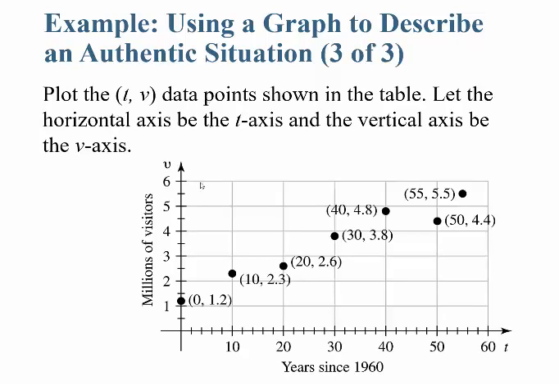What I'm doing here is just plotting the points. I'm using the first quadrant of the Cartesian plane. I'm labeling the horizontal axis as years since 1960, and the vertical axis as millions of visitors. You can see that these marks are 0.5 marks: 0.5, 1, 1.5, 2, 2.5, 3, 3.5, and so on. And these are 2, 4, 6, 8, 10, so each tick mark represents 2 years since 1960. So 0, 1.2; 10, 2.3 million visitors; 20 years since 1960, 2.6, and so on.